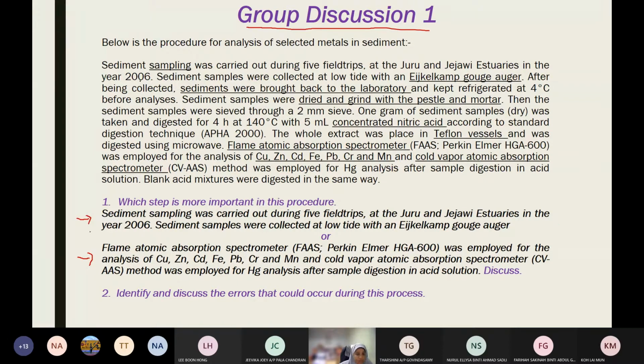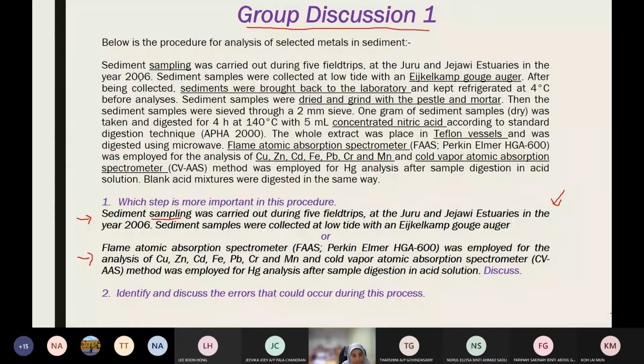So for the first one, most of you managed to answer. The answer is sampling. All of you were able to identify which is the sampling process and which is the analysis process. So why is sampling important? Most of you also managed to give the correct answer: as we know, the sampling is the first step in our procedure.